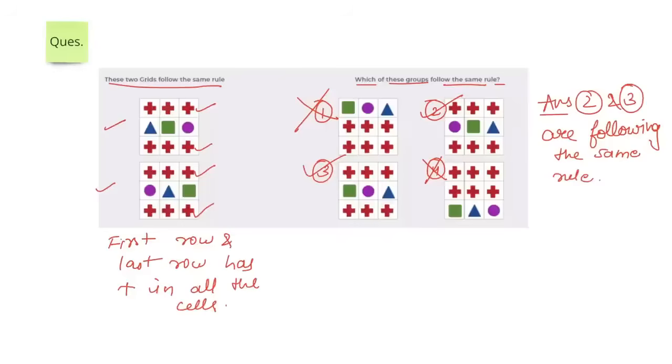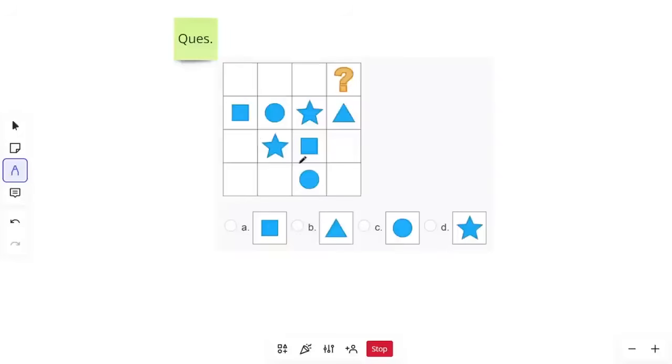So let's now move on to the next question. Let's try to solve this question. Here we have a question mark given to us. We need to find out, of the given options, which symbol can come in the place of question mark. The options that we have are square, triangle, circle, and star.